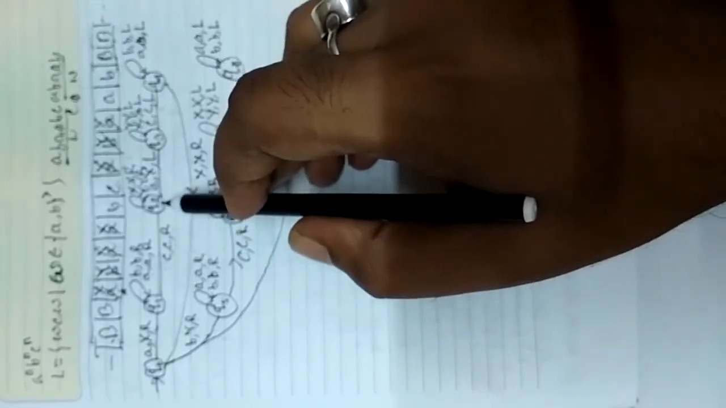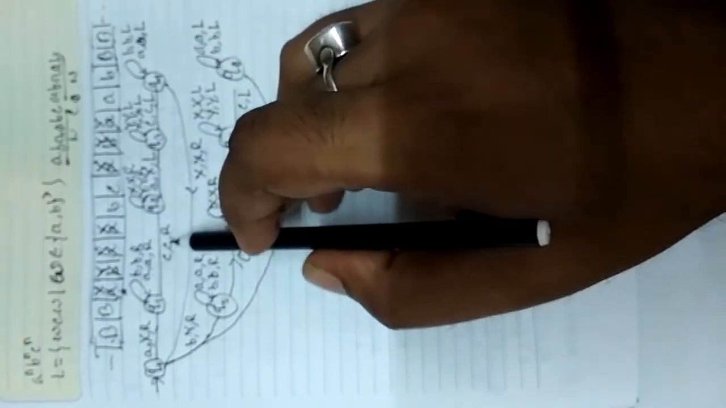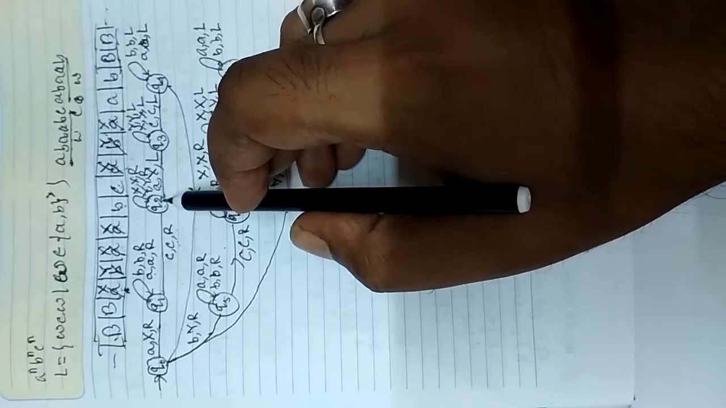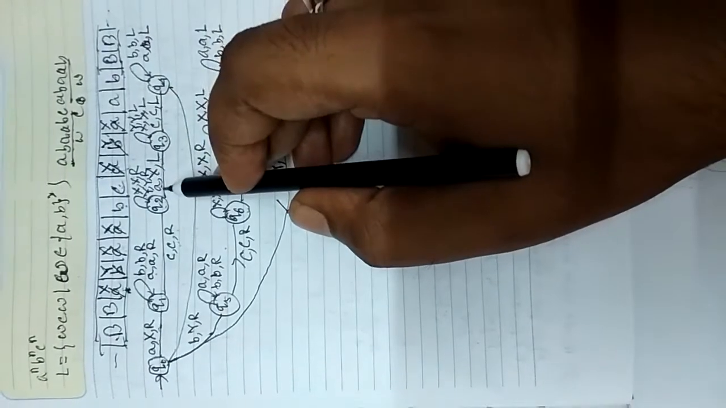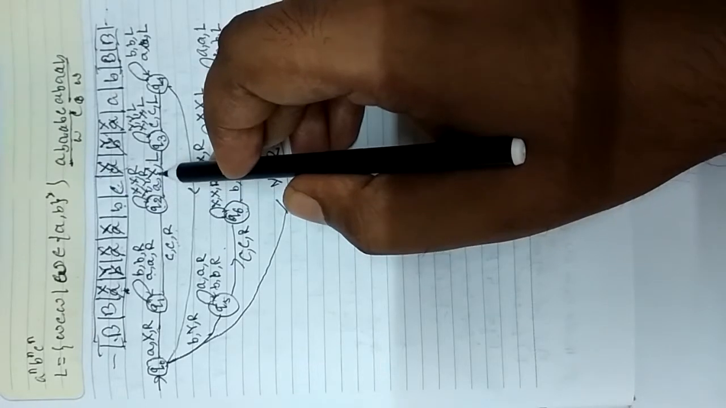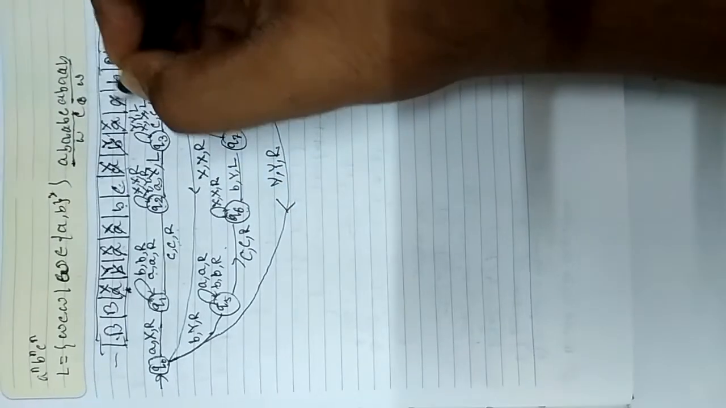Then after c, it will read c, replace c by c, move towards right, and go to the new state q2. In q2 it will encounter this x, then y, again x, and again this a. So it will replace a with capital X and move towards left.